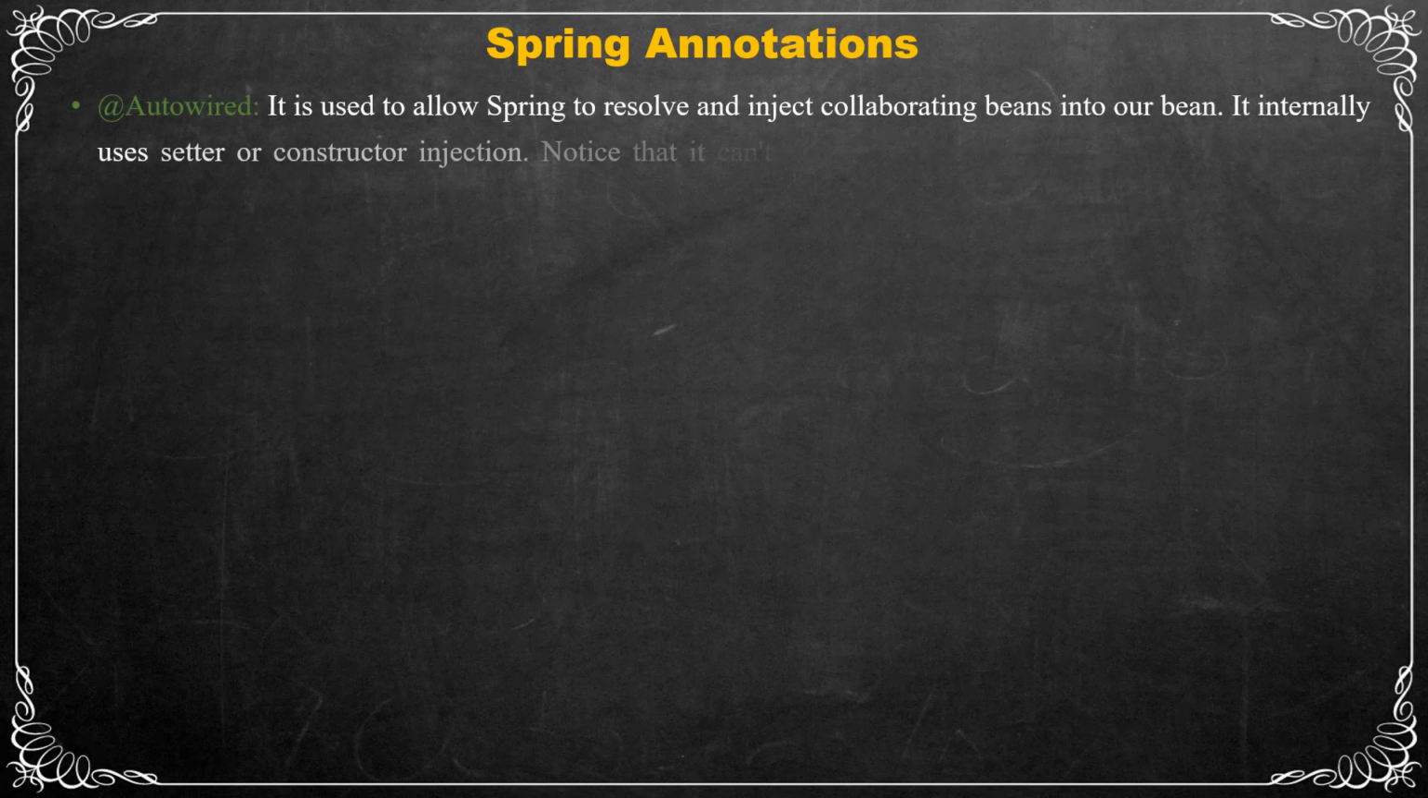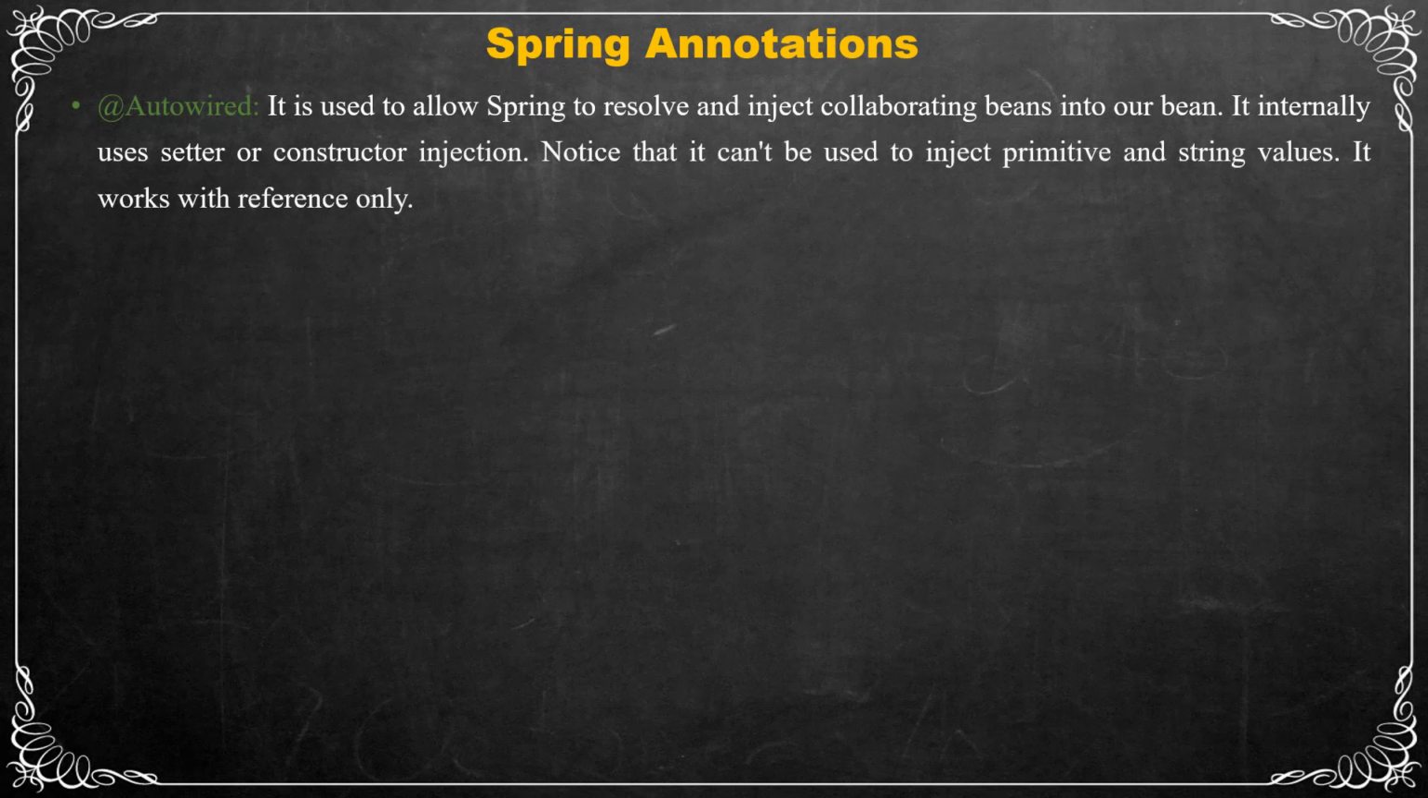Autowired annotation is used to allow Spring to resolve and inject collaborating beans into our bean. It internally uses setter or constructor injection. Notice that it can't be used to inject primitive and string values. It works with references only.